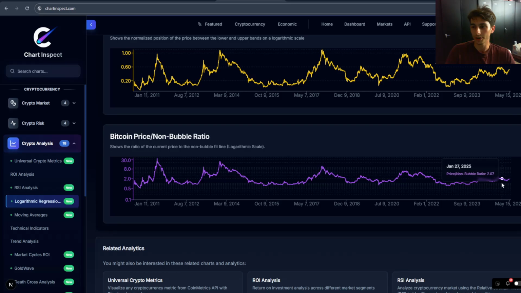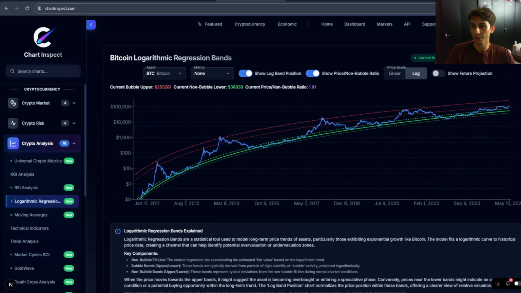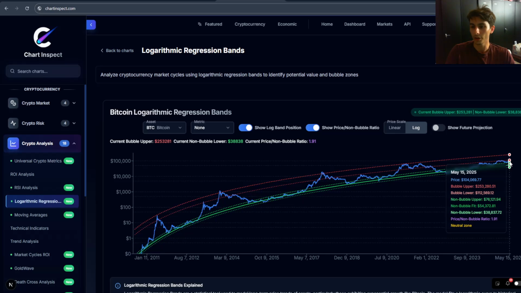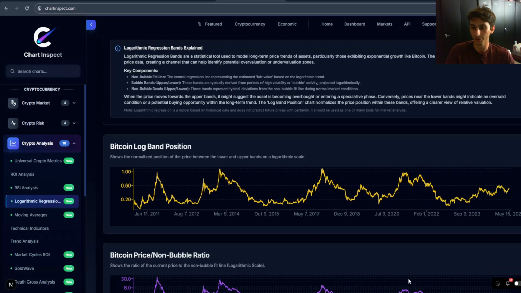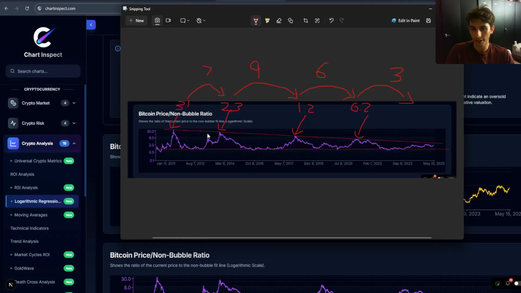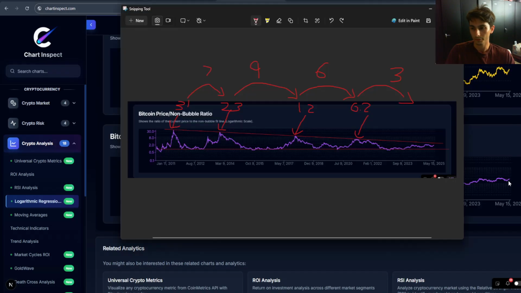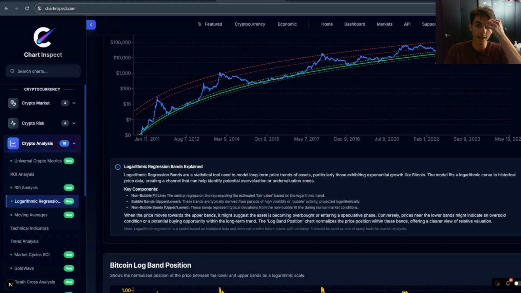Then that would lead Bitcoin to hit around that 3 level for this non-bubble ratio, and that would correspond to Bitcoin going in between the upper bubble level, which is currently at 253K, and the bubble lower, which is 112K. So that would correspond to Bitcoin going to around 130K, give or take a few $10,000. If we draw this trend line here, you can see it corresponds to that 3 level on the chart, which is around 130K for Bitcoin. So that's my base case right now, at least.